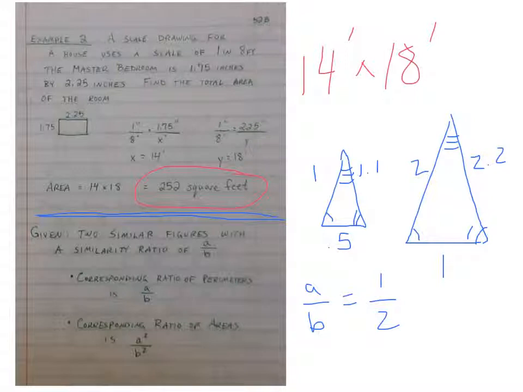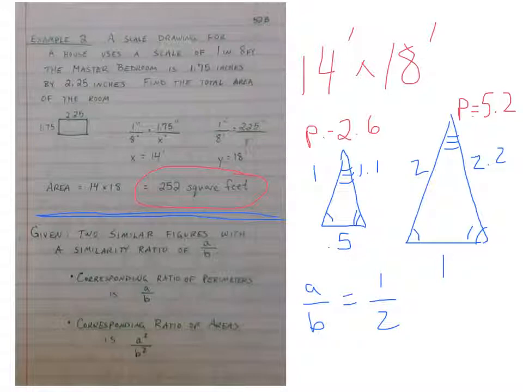That means the corresponding ratio of perimeters is also A to B. So the perimeter of our first triangle, if we add it up, has a perimeter of 2.6, and the perimeter of our big triangle has a perimeter of 5.2.